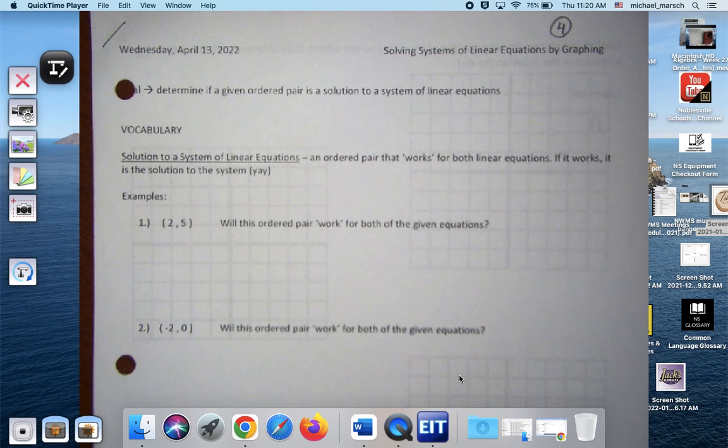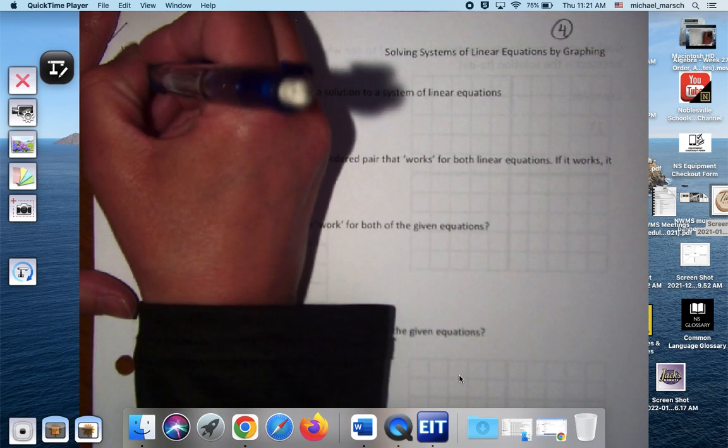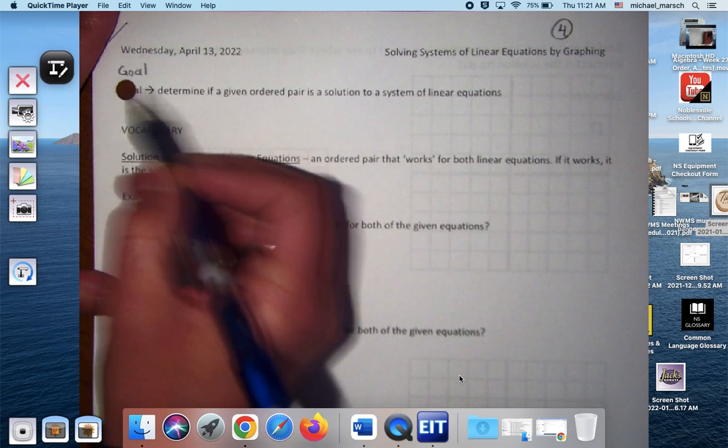Of linear equations, it's just two equations. And I don't know who decided or why they decided to call it a system. But if we're evaluating more than one equation, it's called a system. Okay? So our goal, and the word goal kind of got punched out here with the hole punch.